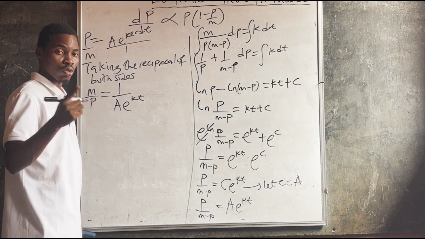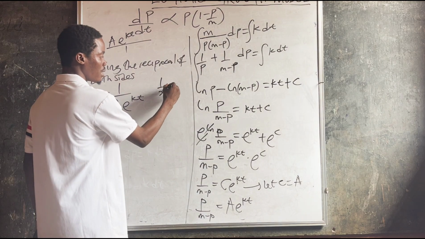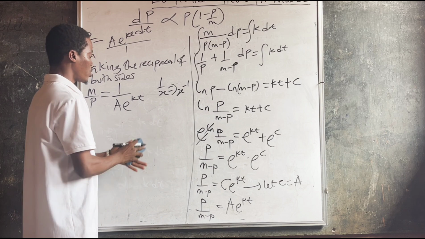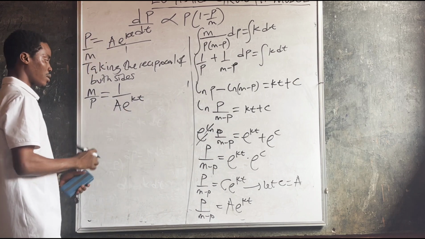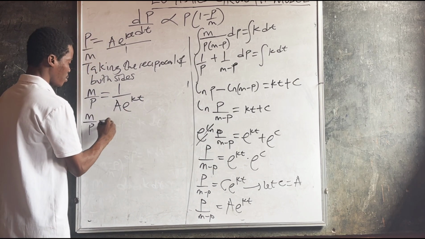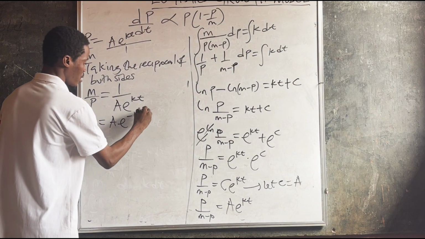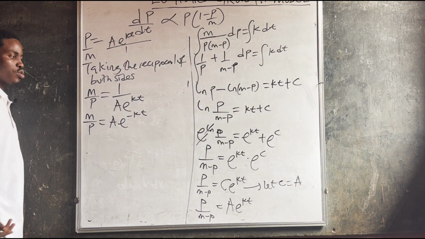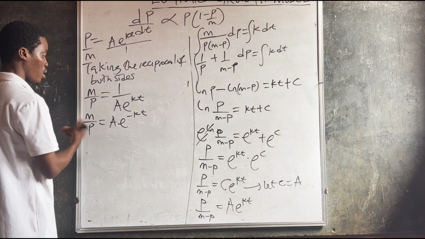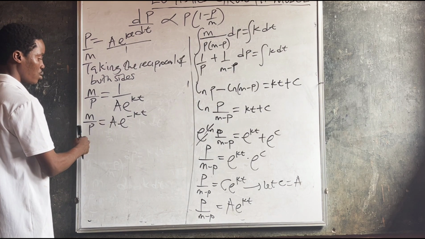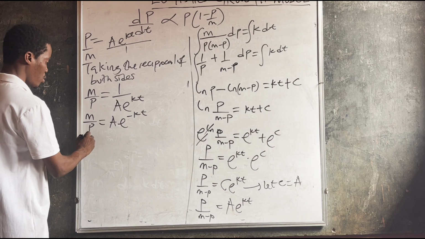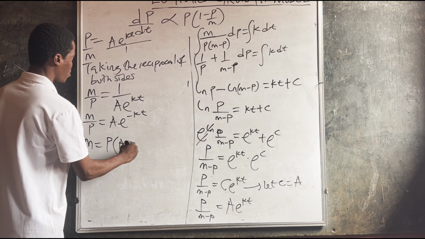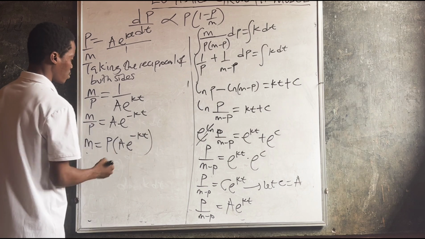Remember, according to laws of indices, if you have 1 all over s, I can write it as s inverse, s to the power minus 1. So since I have 1 all over a exponential kt, I can make it a exponential minus kt according to laws of indices. So what are we going to do next? We can cross multiply. So this is p, so we can get the value for p. So I'm going to have m is equal to p a exponential minus kt.